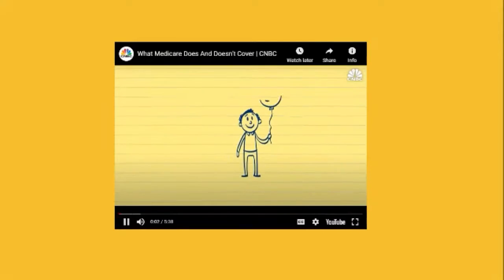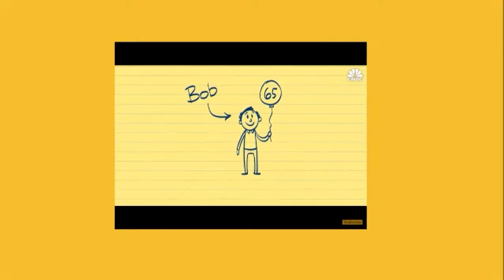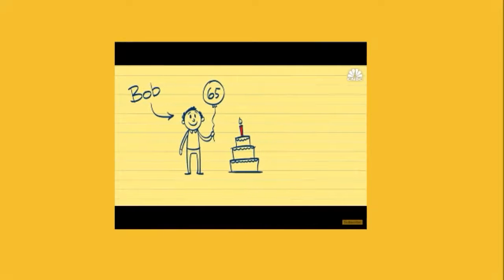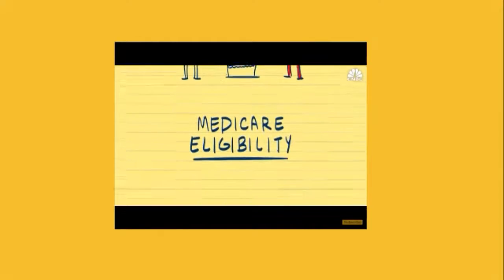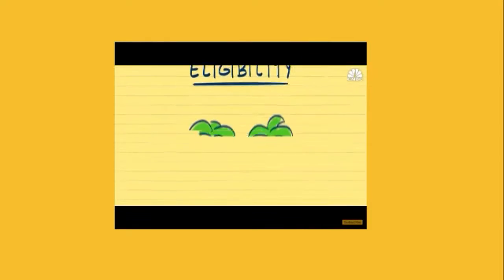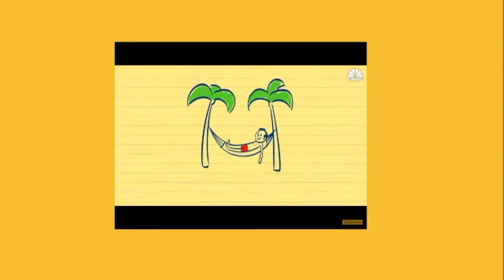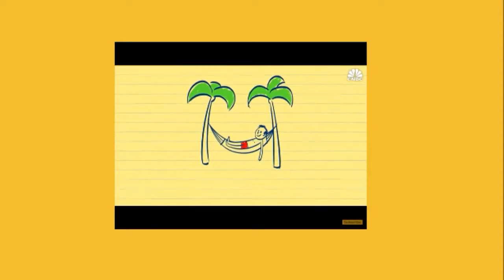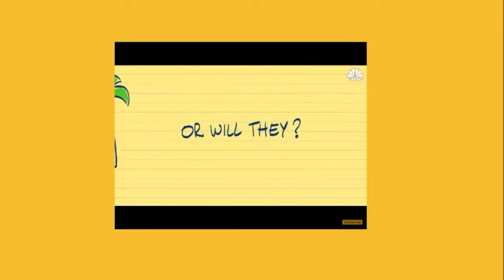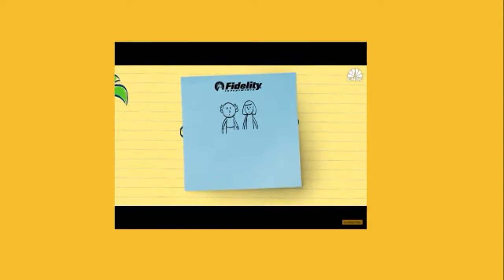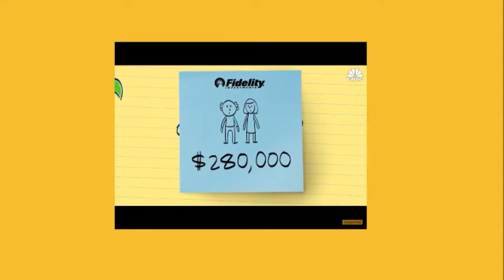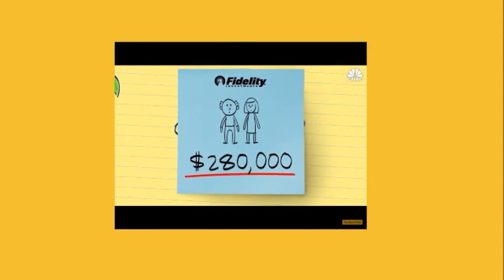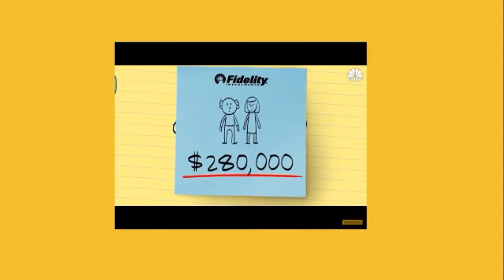Read it carefully. Each day in the United States, 10,000 baby boomers, like Bob, celebrate their 65th birthday. And on that day, they get a special present from their Uncle Sam, Medicare eligibility. They'll join the roughly 49 million older Americans on Medicare and watch as their healthcare worries are whisked away. Or will they? Fidelity Investments estimates that the average couple retiring today at age 65 will spend a whopping $280,000 to cover healthcare and medical costs for the rest of their lives.